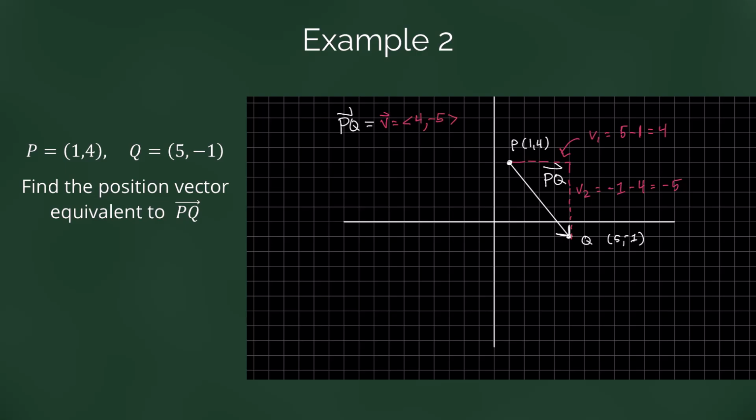That vector as a position vector would look like this: there's the point 4, negative 5. And so our vector V as a position vector is this one here.